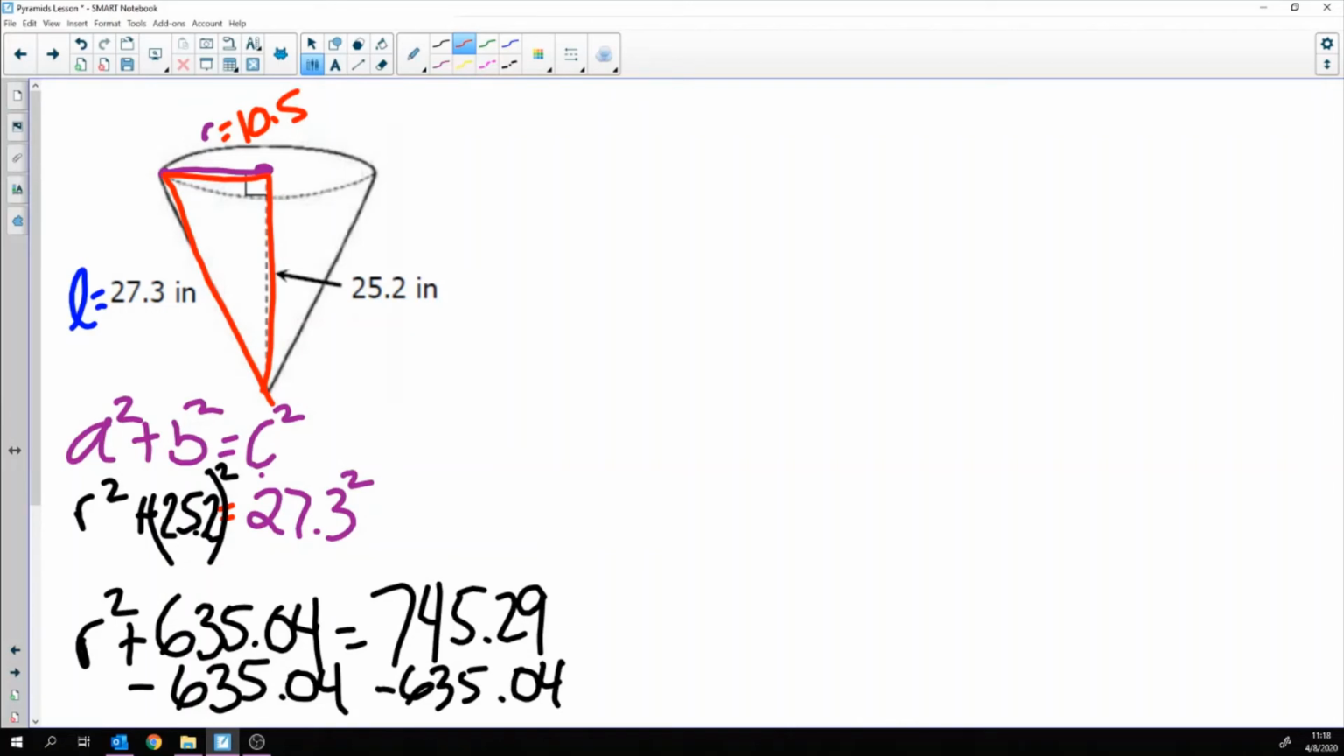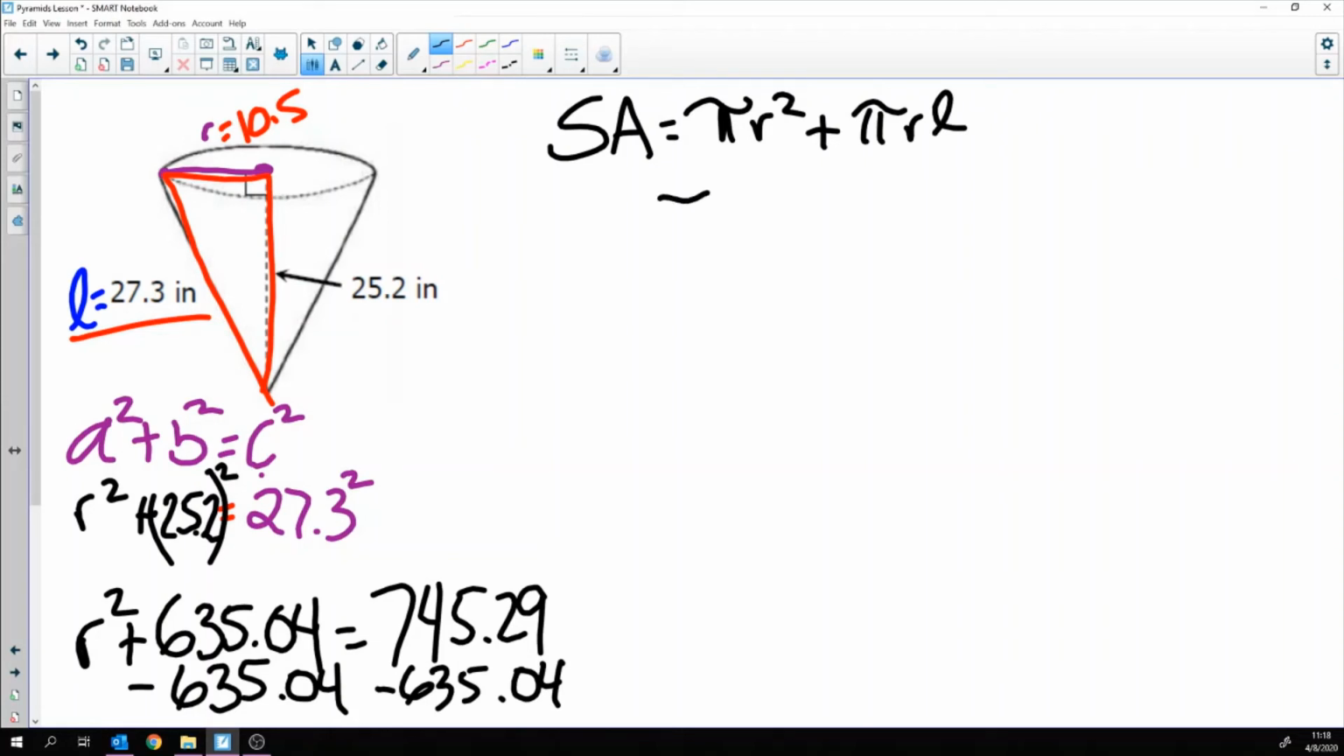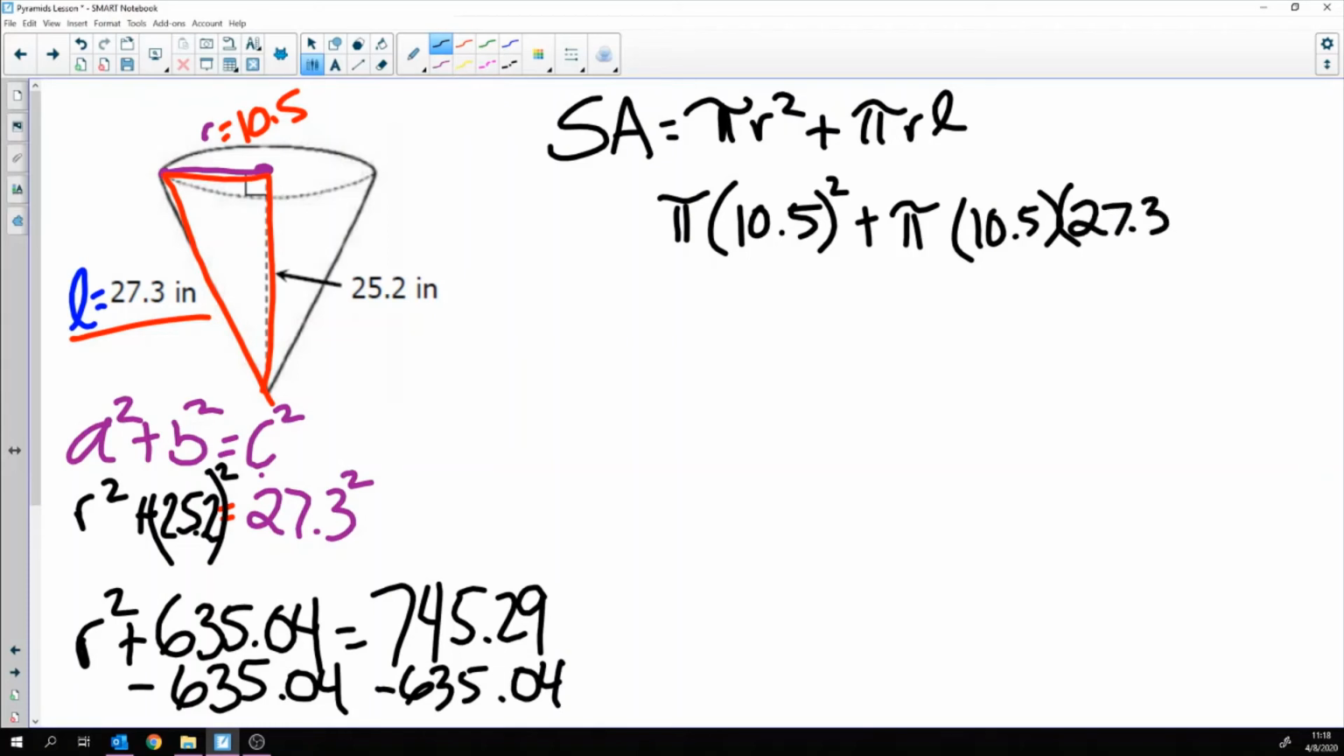We already labeled the slant height in blue. Please don't forget, that's the height that we're worried about, the slant height for these. So just to do this, now it's all plugging and chugging. Pi r squared plus pi r l. Pi doesn't change. R squared is going to be 10.5 squared. Spoiler alert, we already know what that is. Pi times r, 10.5, times L, we already labeled in blue, 27.3.